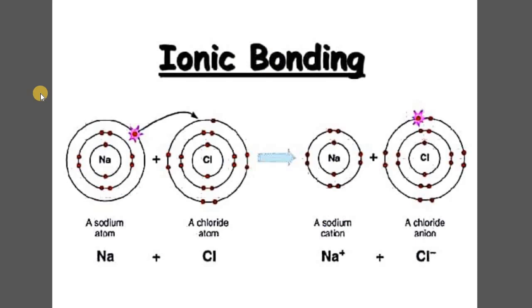This is another way of representing how you can show the electron transfer. From sodium, one electron is transferred to a chlorine atom, leading to the formation of a sodium ion and a chloride ion, which further interact with each other and lead to the formation of sodium chloride.